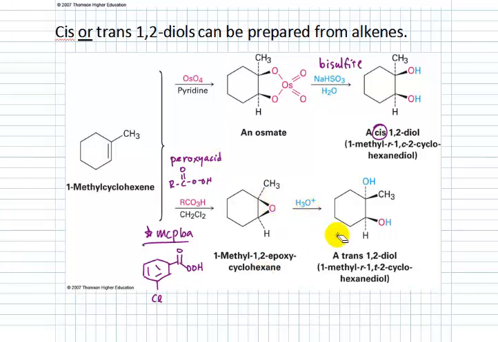H3O+ adds to it, opens the epoxide, so the OH that we've added comes from behind, okay, giving us a trans 1,2-diol. Okay? So cis-diol with osmium, with OsO4 and bisulfite. Trans diols come from epoxidation and then acidic hydrolysis to open it up.